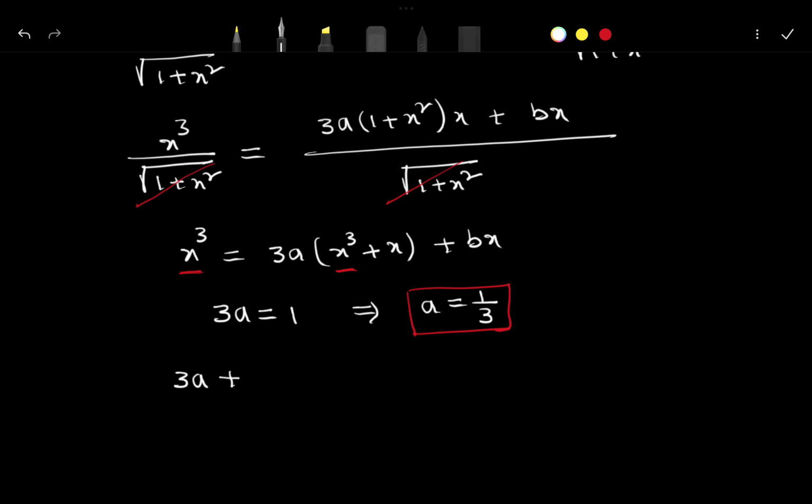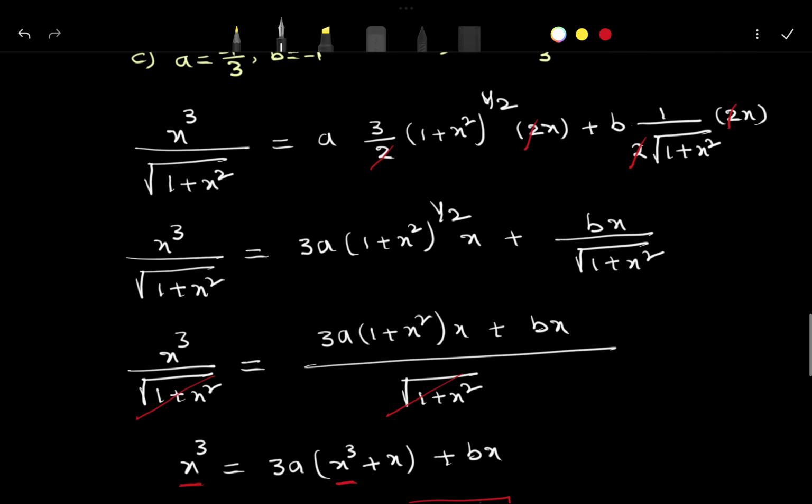3a plus b is equal to, this value will be 0. You know 3a is equal to, already I got it, that is 1. So by substituting this one, 1 plus b is equal to 0. From this we can write that b is equal to, what is that value? Minus 1. So here b is equal to minus 1.